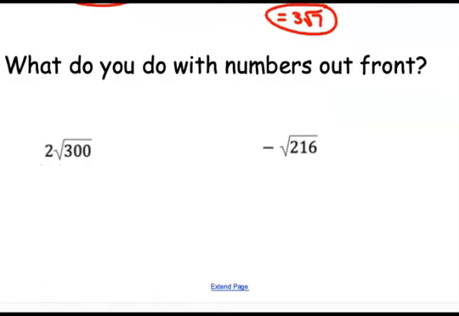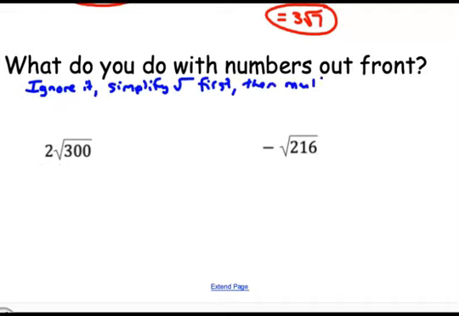Okay, let's talk about what do you do with numbers out front. So if there's a number out front, you basically just want to leave it until the very last step. At first, we're really going to ignore it. Simplify the square root first, then multiply the number in at the end. Okay, so that's really how we're going to approach this. We're going to leave it alone.